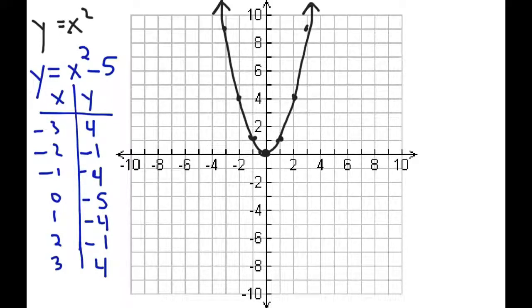So let's look at where this got graphed. So negative 3, 4; negative 2, negative 1; negative 1, negative 4; 0, negative 5; 1, negative 4; 2, negative 1; and 3, 4.